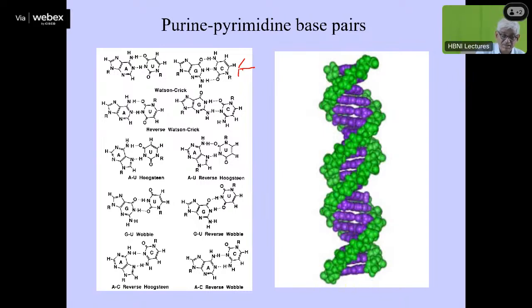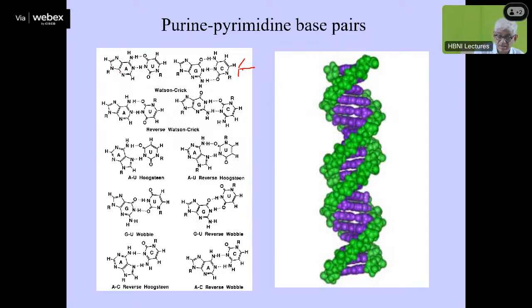Now notice here, the 6-membered ring of A is bonded to the 6-membered ring of the U in the AU base pair. This is G here, this is AU and this is GC. In the case of GC also, the 6-membered ring of the G is involved in the base pairing with the 6-membered ring of C. This is in the Watson-Crick.